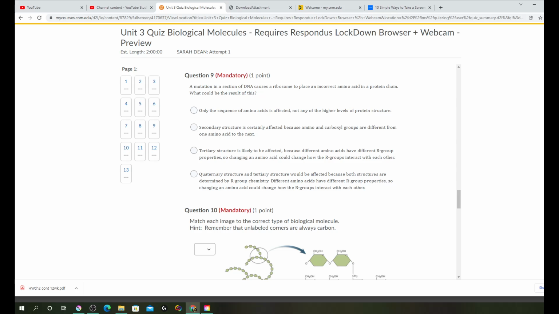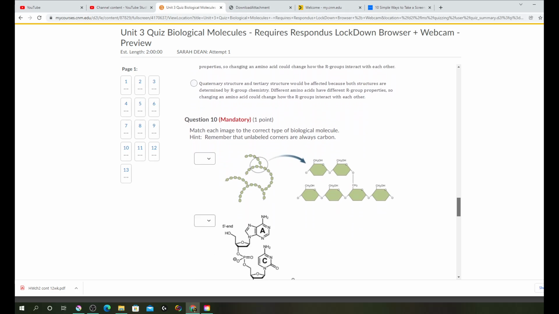So you know that if you change the sequence of amino acids in the chain, it has to change the tertiary structure. And then the last one, quaternary structure and tertiary structure would be affected because both structures are determined by R group chemistry. Yes, they are. Both are affected by R group chemistry. Different amino acids have different R group properties, so changing an amino acid could change how the R groups interact with each other.